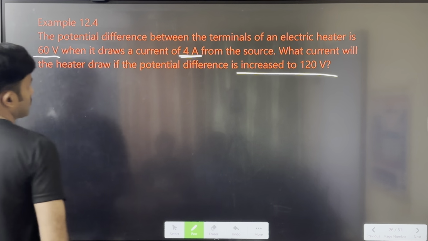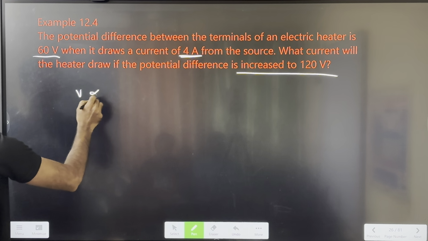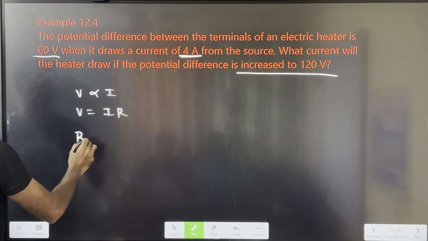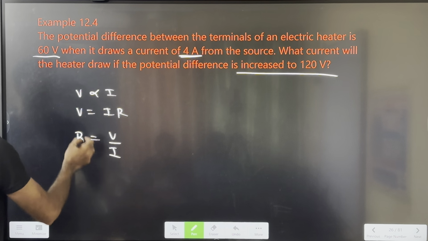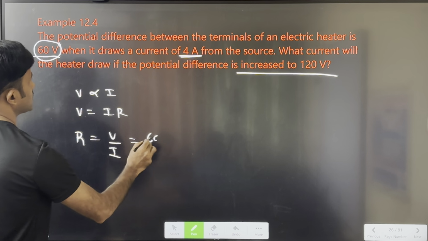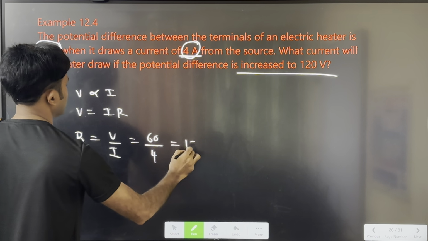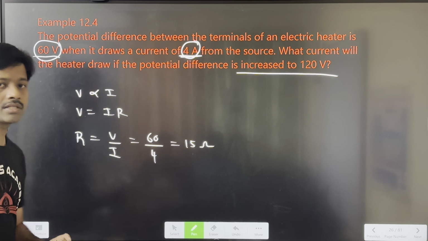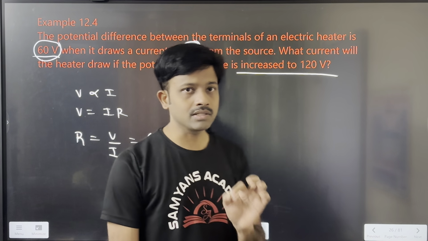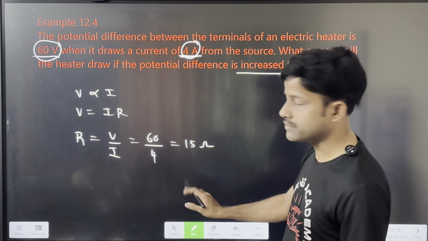But how to do this question? Initially, what is the voltage? Voltage is directly proportional to current, and we already know that V equal to IR, then R equal to V by I. Initially, the voltage value is how much? 60. Then what is the current value? 4. Okay. 60 by 4 means that the material has a resistance value of how much? 15 ohms. Resistance is a proportionality constant, right? It always shows a constant value.